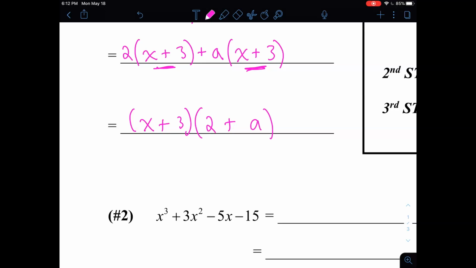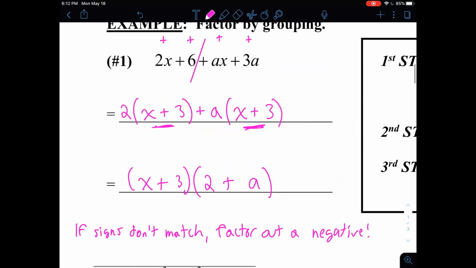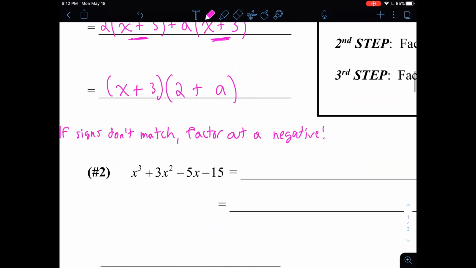Okay, one thing I want you to write over here. If signs don't match, factor out a negative. If the signs don't match, you're going to factor out a negative. See how these are all positive up here? So that means we don't need to factor out a negative. But basically, if you had signs that didn't match up here, instead of putting a plus here, you would put a minus, which we'll talk about in a second. Okay? Ready for another one?